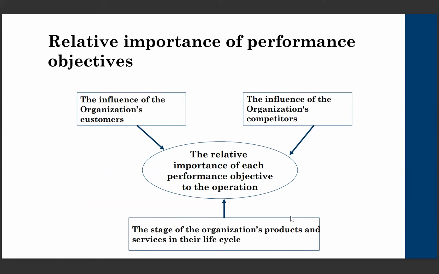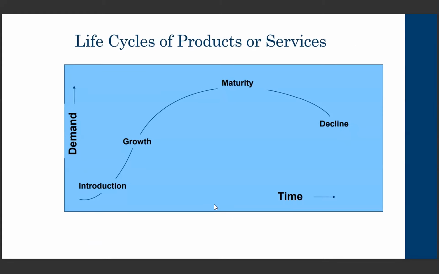We can see that in the next slide. According to the stage of the product in this life cycle, that also influences the performance objectives for the operations. Here you can see the life cycle of products or services. For this, we can take an example as the launching of an iPhone, let's say iPhone 13.